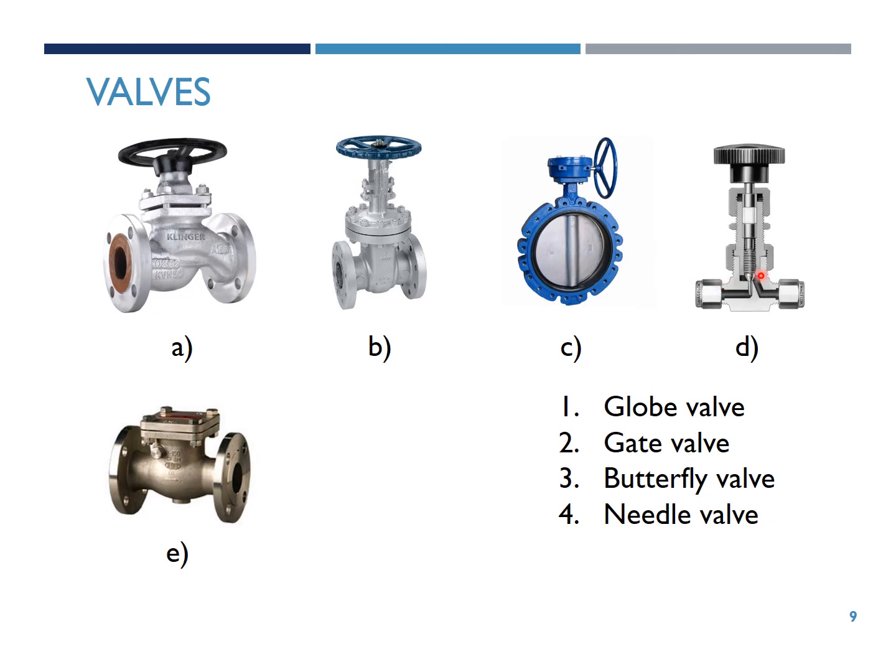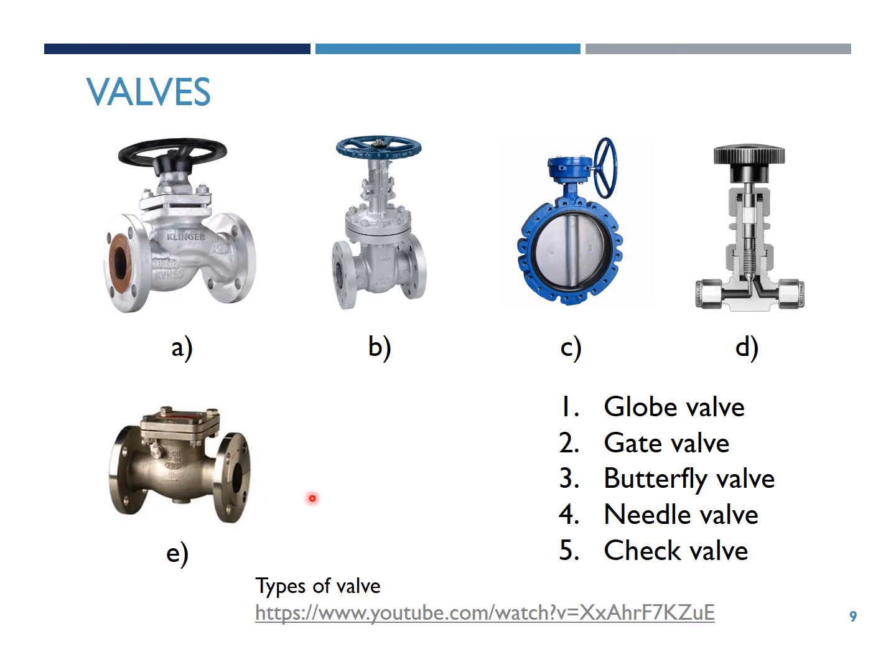Needle valves. Needle valves are similar to globe valves, but are used to give very accurate control of flow in small diameter piping systems. And the last one is the check valve. A check valve prevents backflow in the piping. Further information on valves can be found through this link.